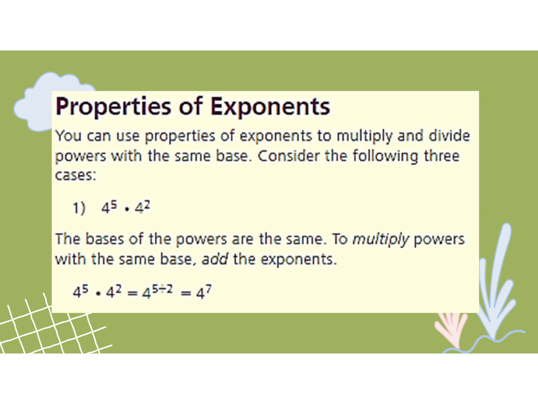Well, I know 4 to the 5th power is the same as 4 times 4 times 4 times 4 times 4, right? 5 times. And I know 4 to the 2nd power is 4 times 4. Now, if you're multiplying these together, how many total 4s do you have that are being multiplied? 1, 2, 3, 4, 5, 6, 7. And that's the same as saying that this is 4 to the 7th power.